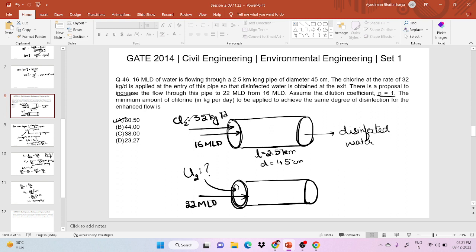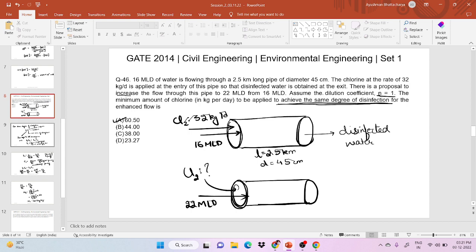diameter 45 centimeter. So they are telling, if we have a flow rate of 16 MLD and we are adding 32 kg per day, what will be the chlorine dosage to achieve the same degree of disinfection if our flow rate is increased to 22 MLD? So here we have to find the dosage of chlorine.